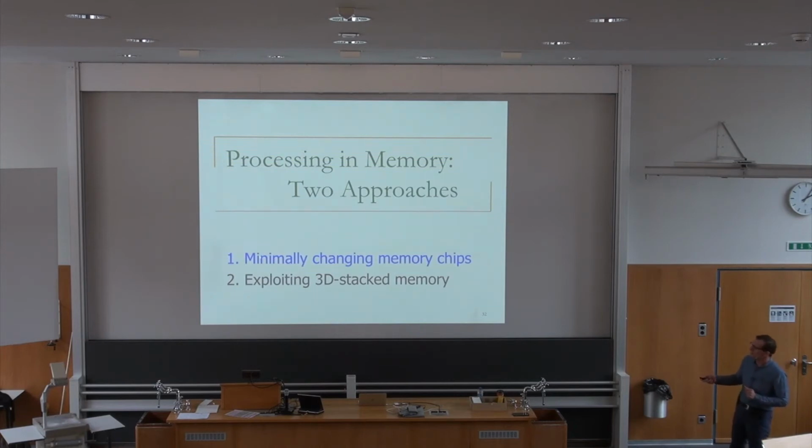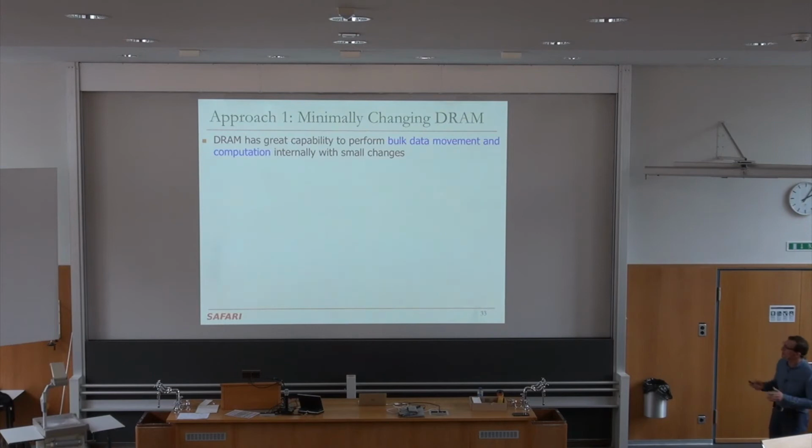So that's why we pursued this idea of minimally changing memory chips. So, okay, what is the idea over here? What's the approach? It turns out DRAM, and actually any type of memory, I'm going to give you examples from DRAM, but there's a lot of work out there on emerging memory technologies that do similar things. Emerging memory technology we're going to talk about after this lecture. Memory has great capability to perform bulk data movement and computation internally with very small changes, because you can exploit internal connectivity to move data.